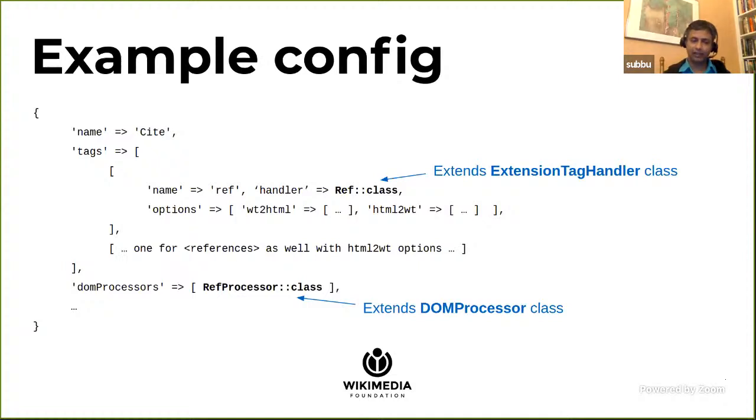Besides the tags, you can also declare the global DOM processors, which I mentioned earlier. This is an array. You can declare more than one DOM processor if you so choose. And this should extend the DOM processor class. We'll take a look at these classes further down in the talk. But this is what a config looks like. It should be fairly straightforward.